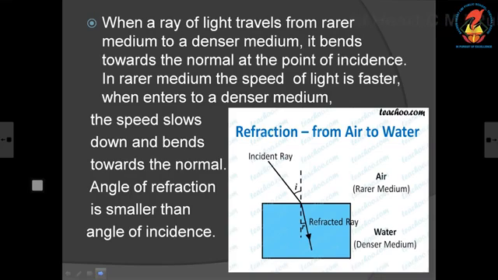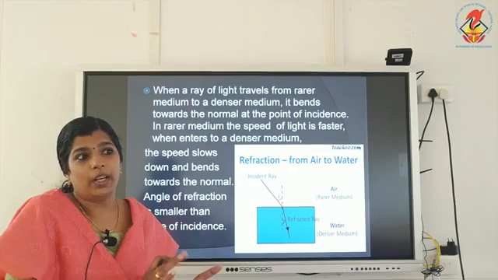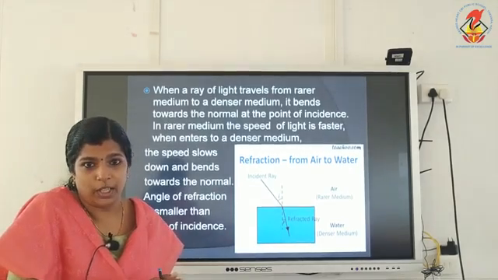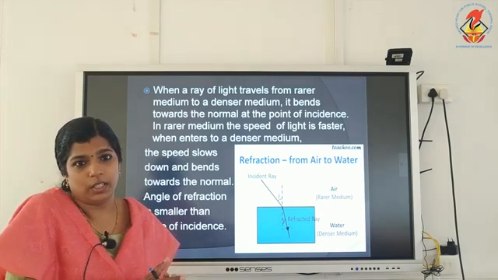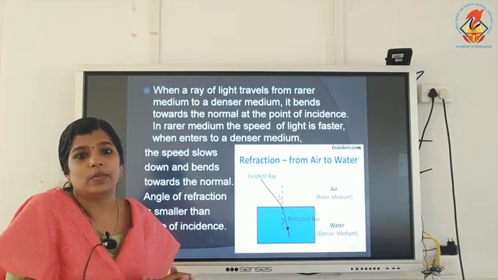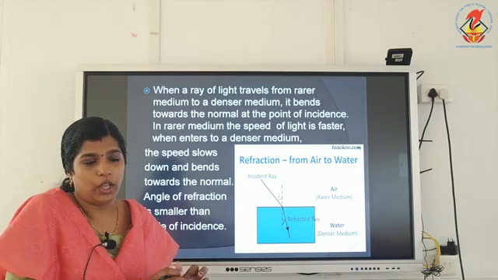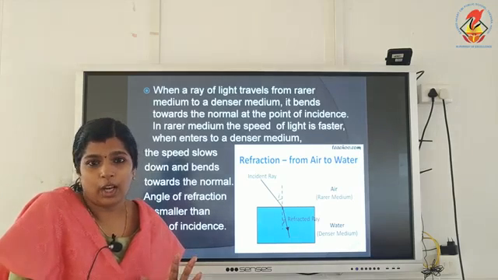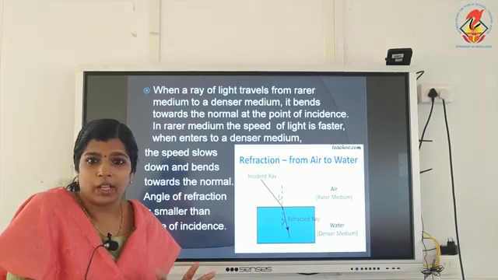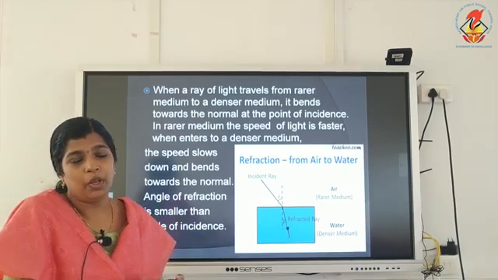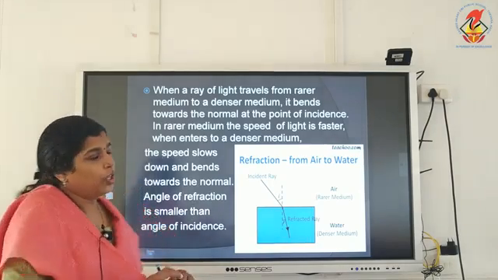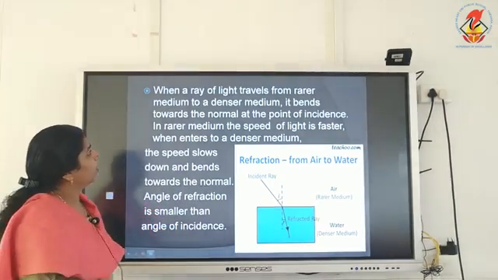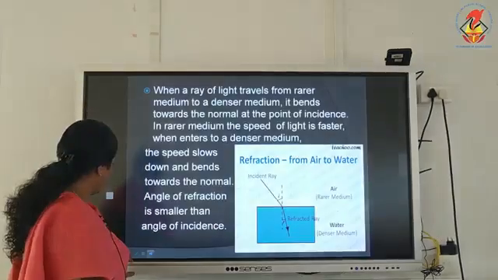Now, what will happen to the refracted ray when a ray of light travels from a denser medium to a rarer medium, and also from a rarer medium to a denser medium? Both conditions we need to clarify, and in which way the bending of the light ray will take place. First, we will consider rarer medium to denser medium.